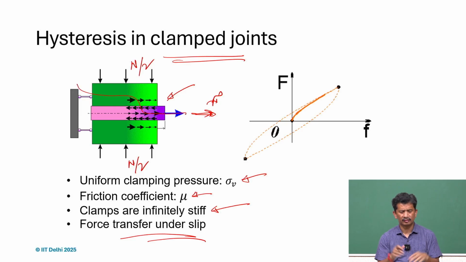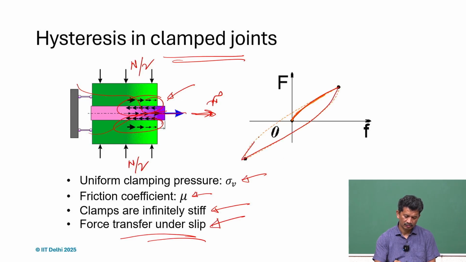If we try to get the load path, at the junction where there is a clamp, we find that there is a slip, and this force transfer is happening because of that slip. And as we move, there will be a reversal.